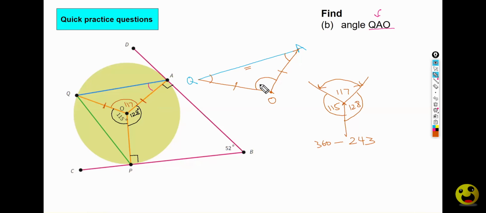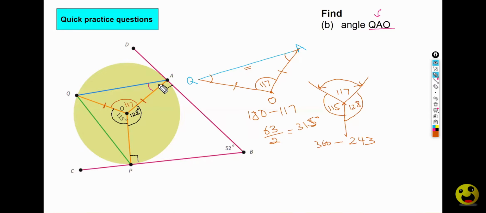So if I know here is 117, remember at the beginning of class, I reviewed how to find the missing base angles. If here is 117, we just minus it from 180. 180 minus 117 will give us 63. So that 63 is going to be shared equally with the two base angles in the isosceles triangle. So take the 63 and divide it by 2. And we get 31.5 degrees.